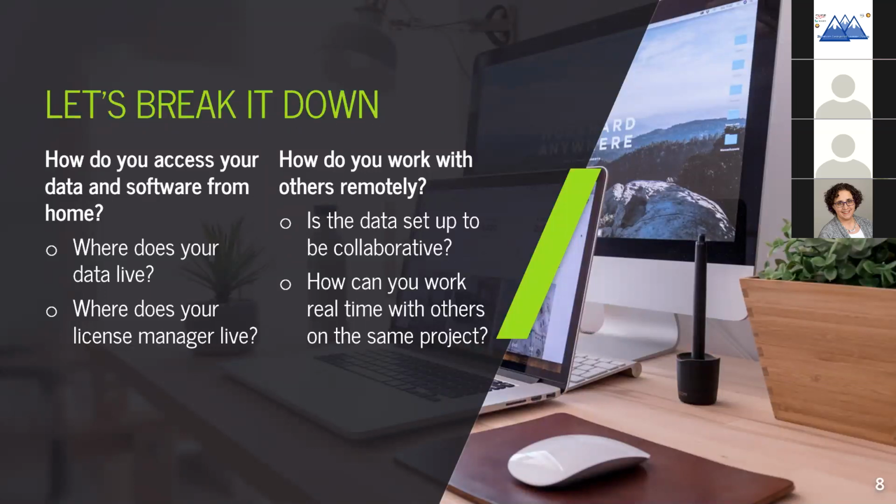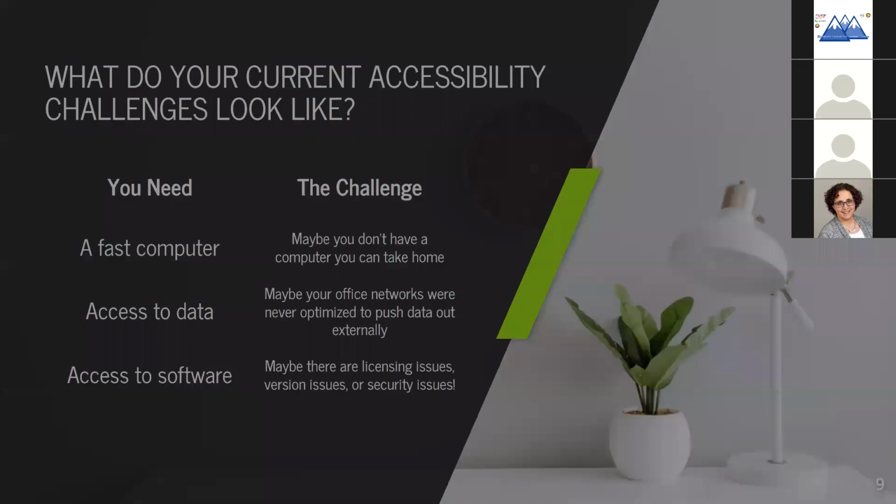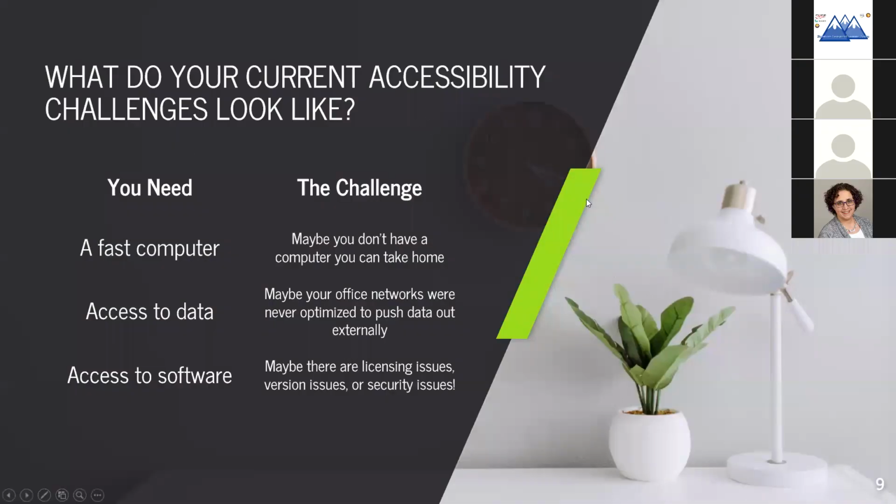I'm coming at this from a perspective that potentially your company didn't have a work from home policy, or the work from home policy that they had wasn't really set up for everyone working from home, any of that sort of thing. So we've got those two big buckets: how do you access stuff, and how are you going to be collaborative with your coworkers? So let's talk about what your current accessibility challenges might look like.